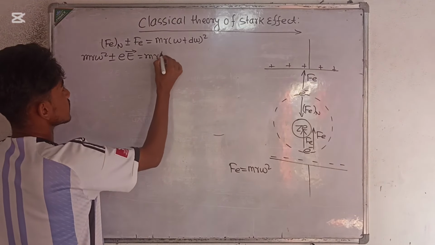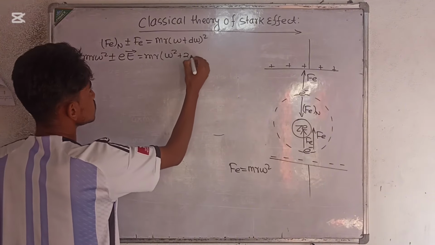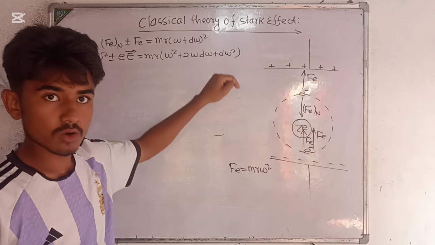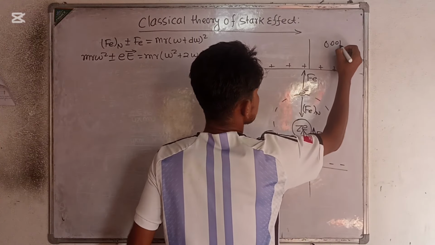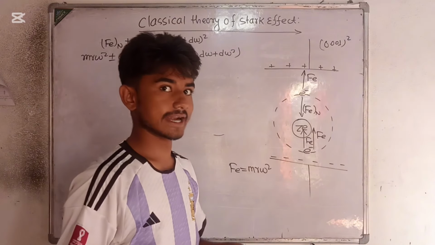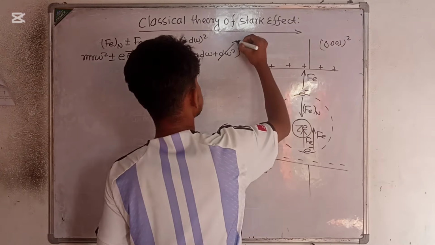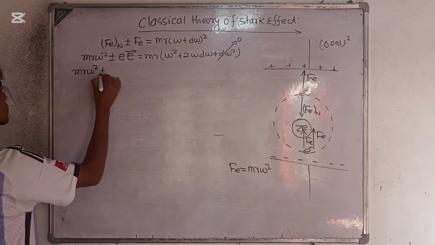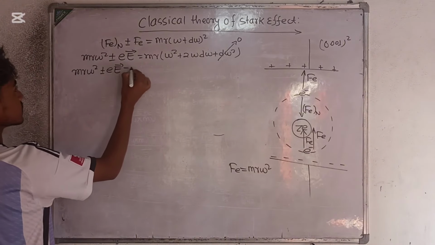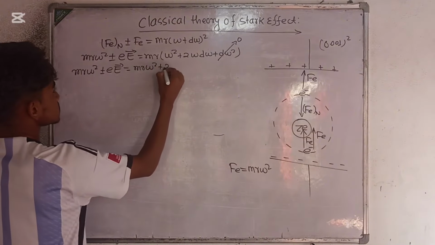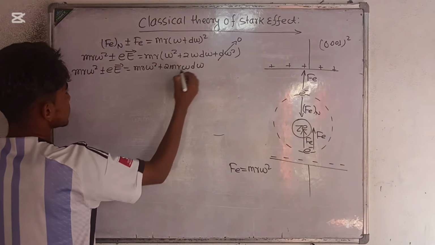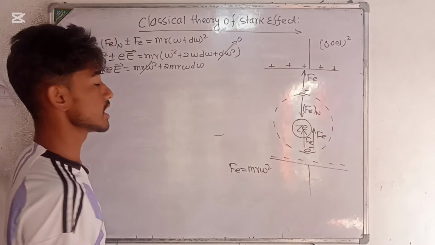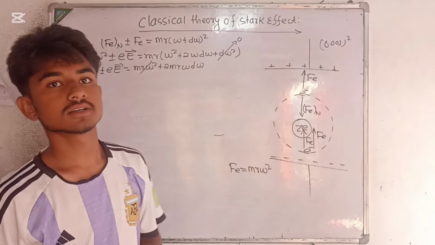And this is m r, and if you open this whole square term, 2 omega d omega plus d omega square. So the d omega is a very small quantity. Suppose it is 0.001, and if you square this, it will again end up being a very small quantity, so you can neglect it as 0. So what we are left with is m r omega square plus minus E vector equals m r omega square plus 2 m r omega d omega. So you can cancel out this term, because the electrostatic force is always balanced by the centripetal force.